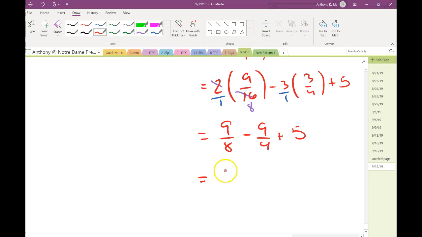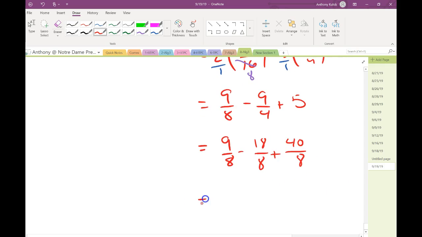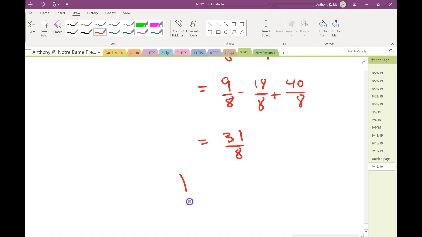To subtract these fractions, I need to have a common denominator. So I'll multiply the second fraction by 2 over 2 to get a common denominator of 8. And the 5 I'll multiply by 8 over 8 to get the common denominator of 8. And if I combine these, I get 31 over 8. So my vertex is 3/4, 31 over 8.